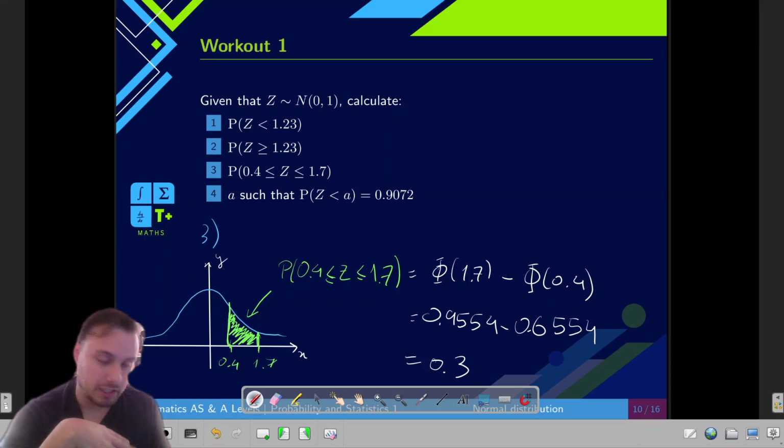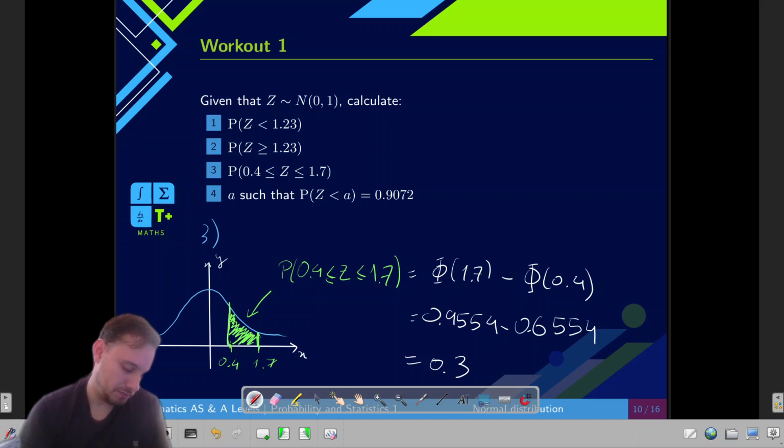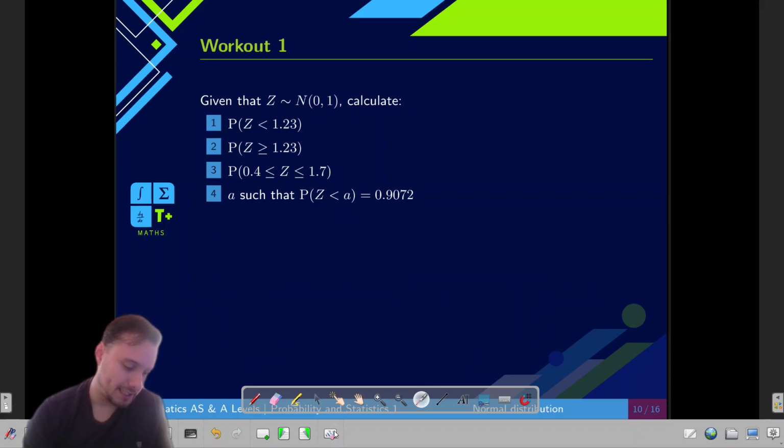Okay, so essentially we have covered everything so far. Now, the last thing for this video is what happens when the exercise is given the other way around. This says you have to find the value such that the probability that z is less than that value is this number. So in this case, we need to work it the other way around. We need to find in the table the value that works.